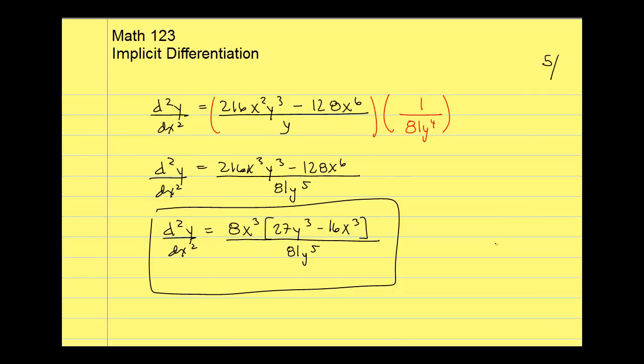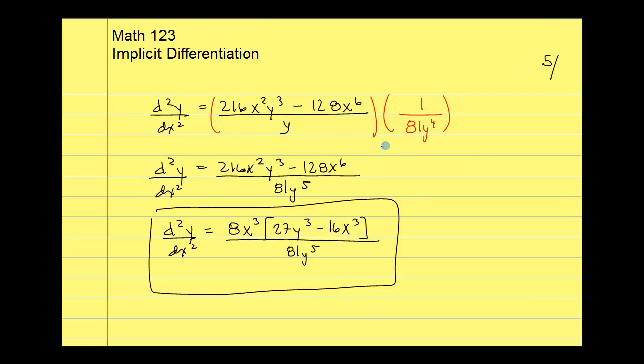And speaking of making mistakes, I think I found one. So let's go ahead and look back up here real quick. 216x squared y cubed, I rewrote this down here as a 3, so that messes that up. So let's fix that up. X squared y cubed minus 128x to the 6th is still good.